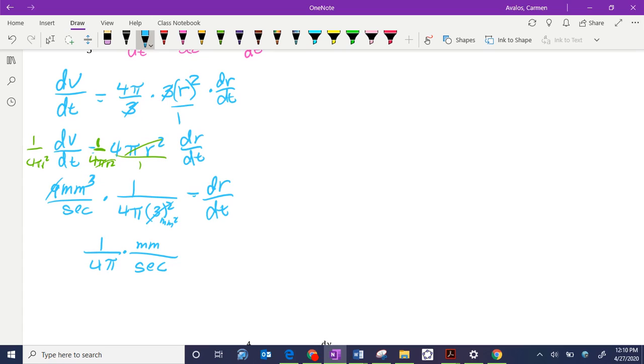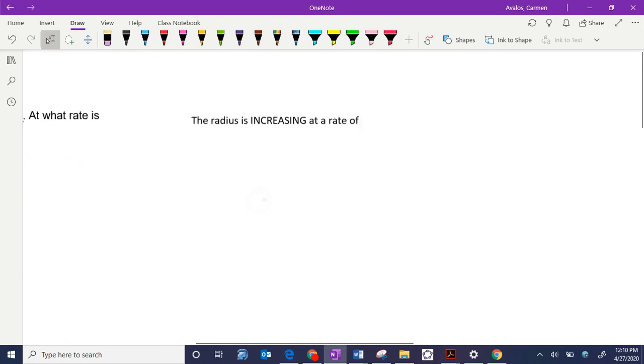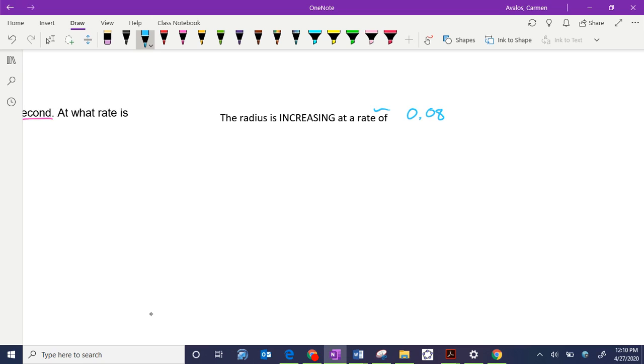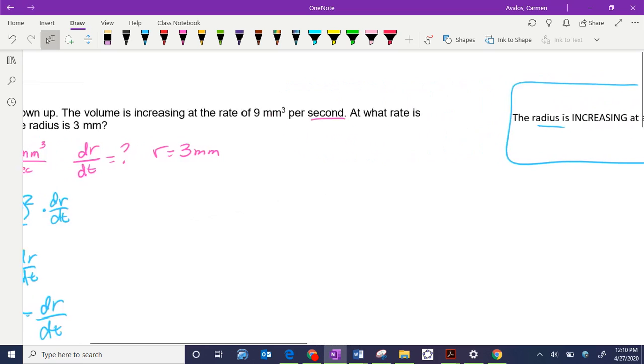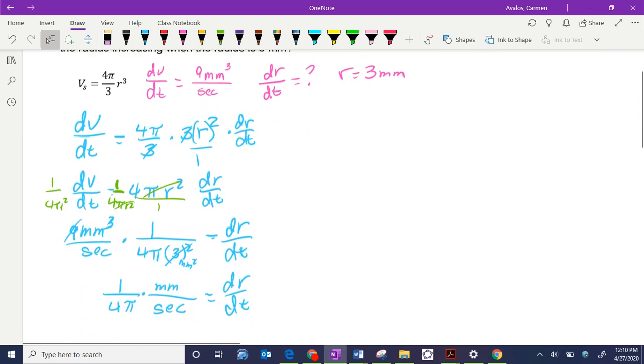So you always want a sentence with this, and you want to change it to a decimal. So the radius is increasing, because it's a positive answer, at the rate of 0.08 millimeters per second. That makes sense that it's millimeters because we're talking about a radius, which is a distance there. And that would be your sentence. And there we go. So that's how you do that problem.